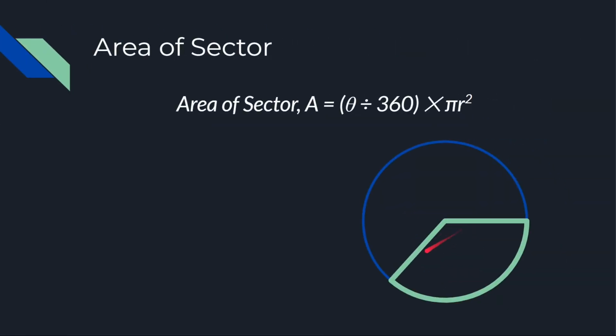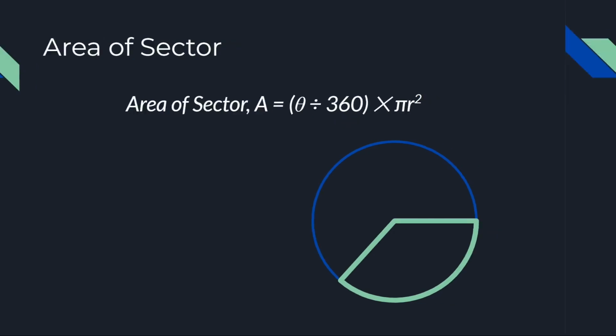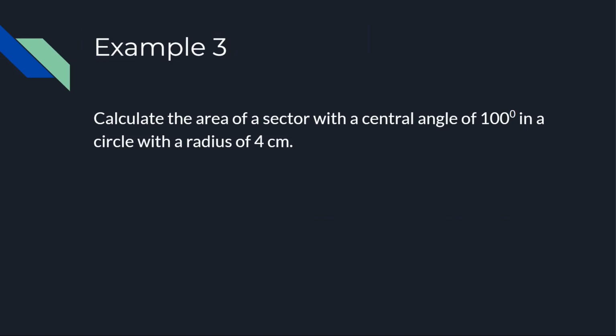If we want to determine the area of the sector, we need to use the central angle once again. To determine what fraction of the circle is occupied by the sector, then we multiply by the area of the circle, pi r squared. Let's try this example. Calculate the area of a sector with a central angle of 100 degrees in a circle with a radius of 4 centimeters.